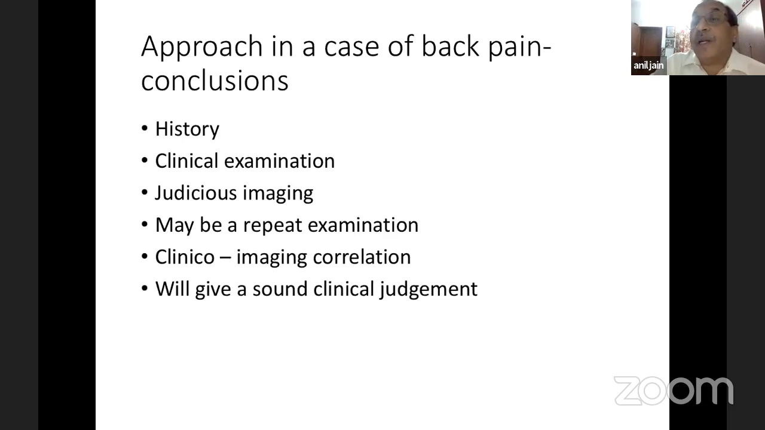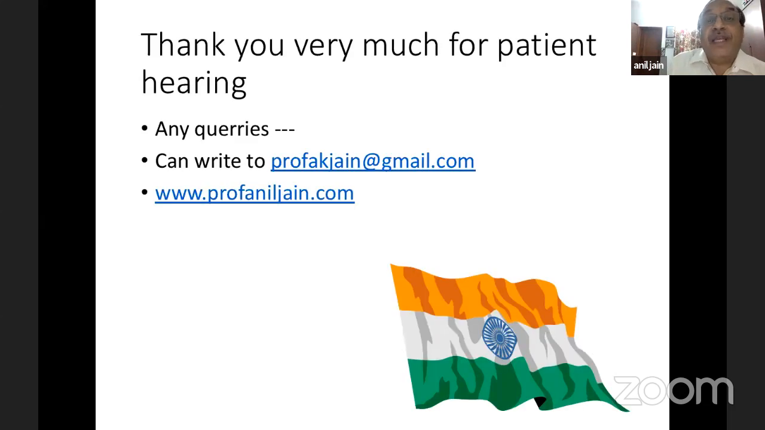We have to correlate whatever clinical diagnosis we have made with the imaging findings as well. This gives a good, sound clinical judgment. I think with this, I stop the examination of the spine, and thank you very much indeed for your patient hearing.